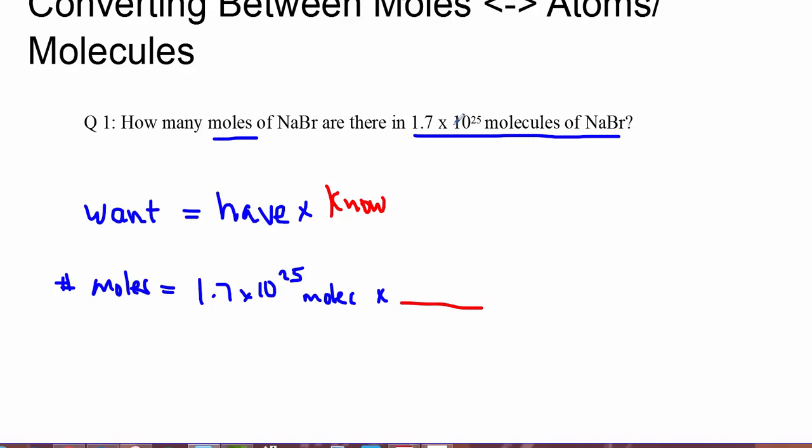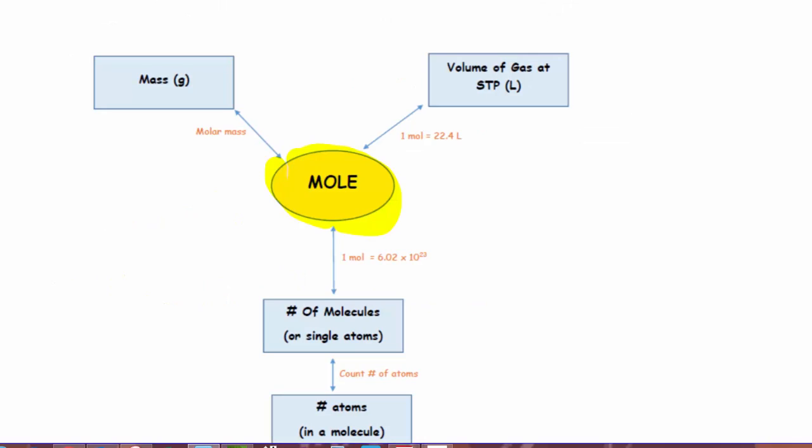And let's be careful here when we're looking at what it's asking. It's asking how many molecules of NaBr. It's not asking us how many atoms of sodium or atoms of bromine. Okay, so we're going from molecules to moles here. If we look back at our chart for a moment, we're going between moles and molecules. So we're going to use Avogadro's number as our conversion factor. 1 mole equals 6.02 times 10 to the 23 molecules.